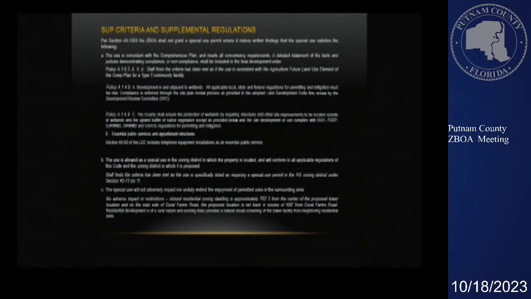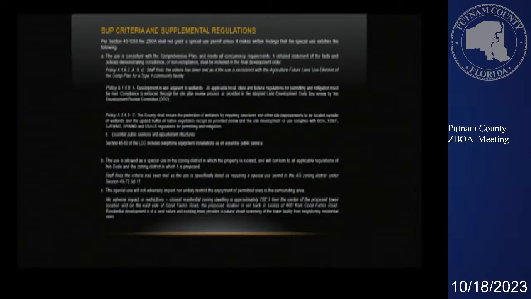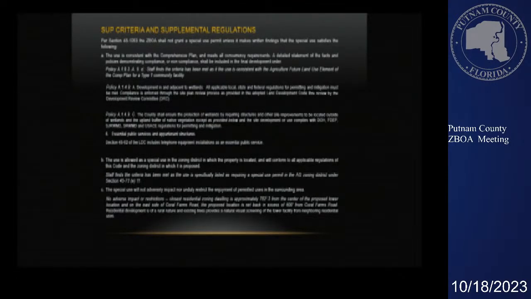And in this case, there are several uses that would be exempt, if you will, from that, but they'd still have to have the regulations for the jurisdictional unit. In this case, it's probably DEP, but it is for essential public services. And we have determined that under Section 45-52 of the Land Development Code, it includes telephone equipment installations as an essential public service.